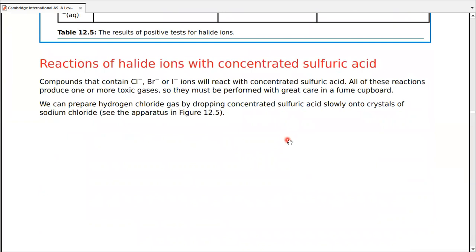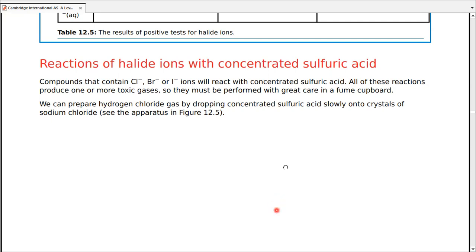Now, the reactions of halide ions with concentrated sulfuric acid. Compounds that contain chlorides, bromides, or iodides would react with concentrated sulfuric acid. All of these reactions produce one or more toxic gases, so they must be performed with great care, either in a fume cupboard or a very well-ventilated space in which you stay away from the gases. It's better if it's a teacher's demonstration and students are not allowed to do it on their own. If they're allowed to, it should be done with extreme precaution. So we can prepare hydrogen chloride gas by dropping concentrated sulfuric acid slowly, remember the point. If you're going to do it on your own, please be careful.